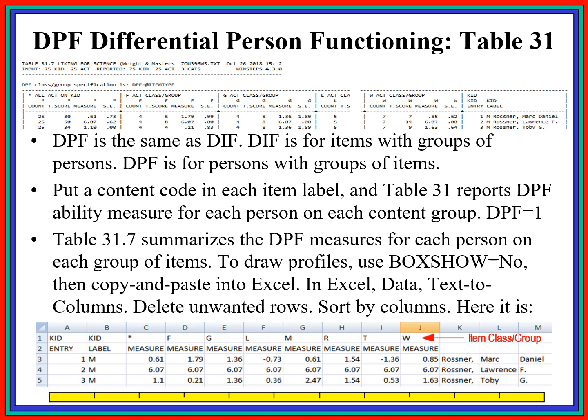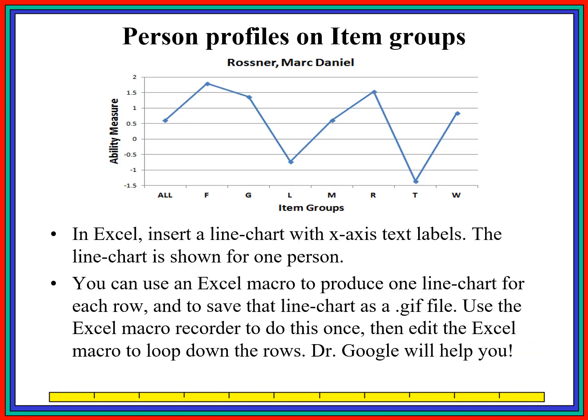Now a quick look at other things. Here's the same thing as DIF, only for the persons now, differential person functioning. It operates the same way. We put a classification into each item label and then summarize each child's performance in each group of items. And this enables us to construct a profile across the item groups for each child. And that's shown at the bottom of this PowerPoint slide.